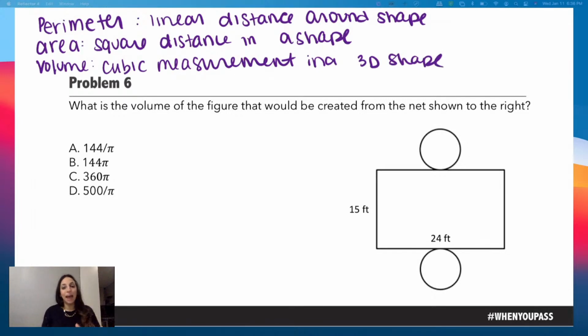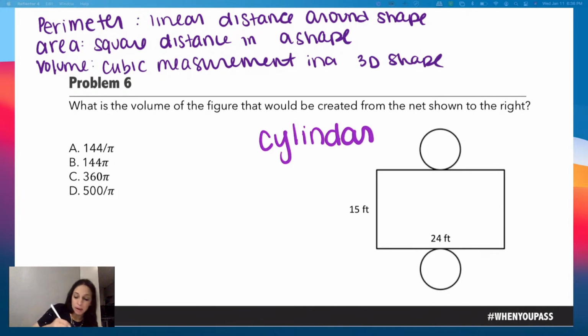So this is a net, which means it's the flat version of a 3D shape. So if we were to fold this up, we would create a 3D shape. What 3D shape would this create? A cylinder. So everybody needs to know that this would create a cylinder. Finding the volume of the cylinder is definitely not for everybody.